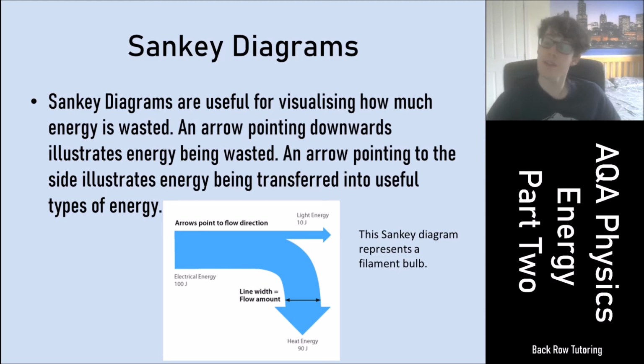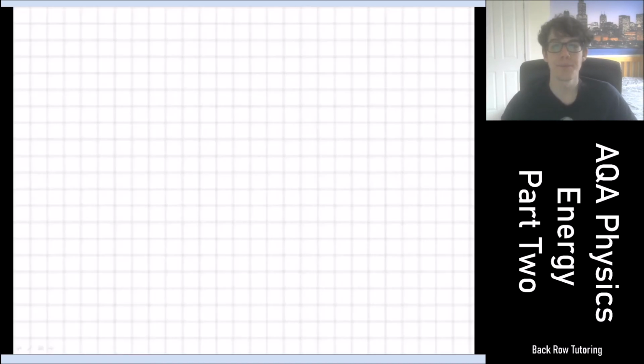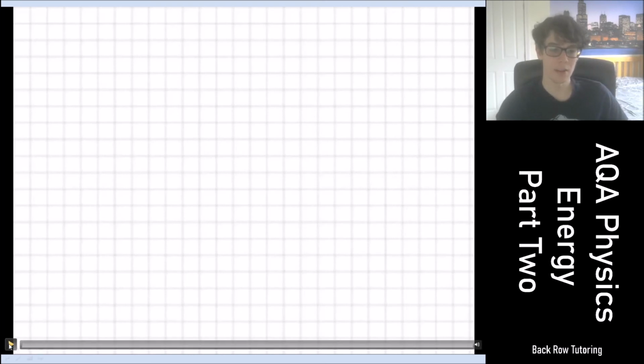So you can see from the left you have 100 joules of input energy. Only 10 joules of that, because it's pointing to the right, is transferred into useful energy, and that's light, because when you have a bulb you want it to produce light. 90 joules out of that 100 is wasted, and that's turned into heat energy. So an old filament bulb produces a lot of wasted energy, a lot of heat. We're now going to have a little look at this video which shows you how to draw Sankey diagrams.